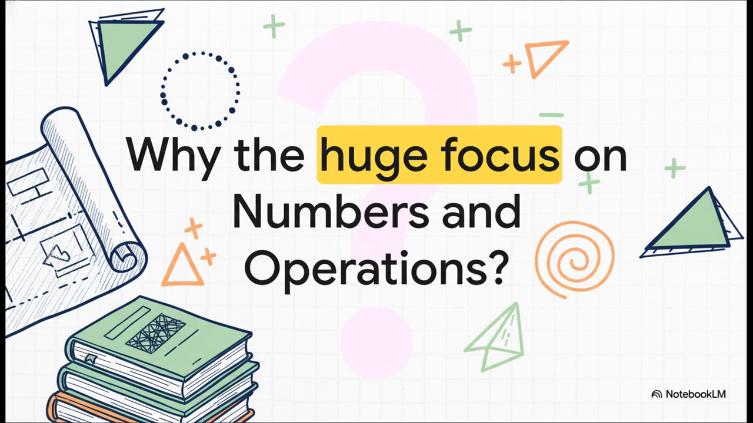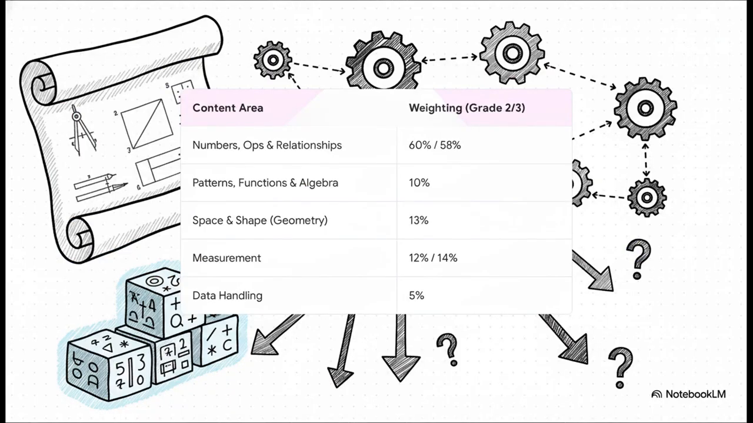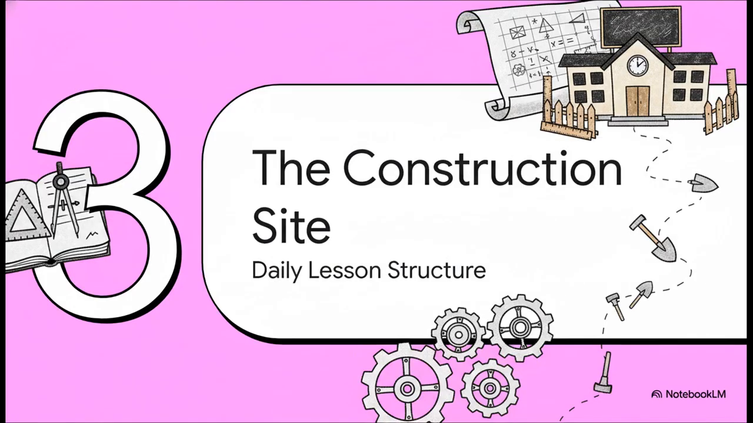So, that leads to a really important question. You gotta ask why. Why such a massive focus on this one area? What makes it so critical? And here's the data to back it up. The blueprint dedicates almost 60% of our time here for a very simple reason. Everything else depends on it. You can't put up walls or install windows or build a roof if your foundation is shaky. And that's exactly what number sense is. It's the foundation. The blueprint is telling us precisely where to put most of our energy to make sure the whole structure is strong.